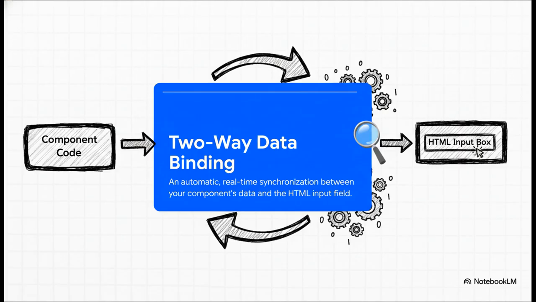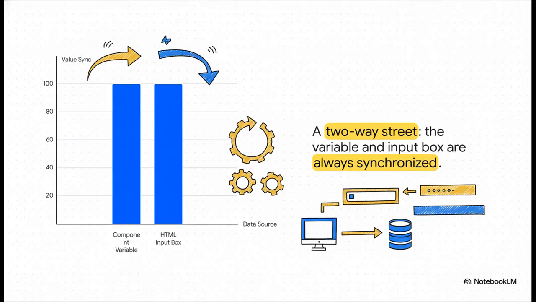We are creating a direct, automatic, live connection between a variable in our component's code and an input box in our HTML. They become perfectly synchronized in real time. And it really is a two-way street. If you change the variable over in your code, the input box on the screen updates instantly. And if the user types something into that input box, the variable back in your code is updated instantly. You don't have to write any manual code to keep them in sync. Angular handles the whole thing for you.